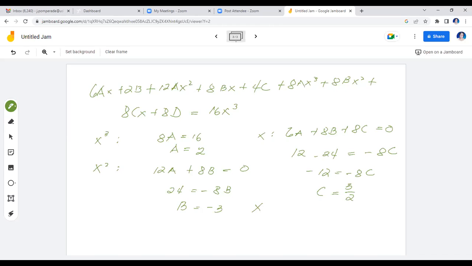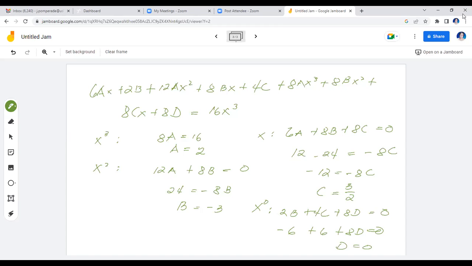If you have x raised to 0, that would be for constants. We have 2b in here, and you have 4c in here and 8b. So you have negative 6 for this one. For 4c, that's 12 divided by 2. So that would be 6 plus 8d. So d is equal to 0. You know already a, b, c, d.